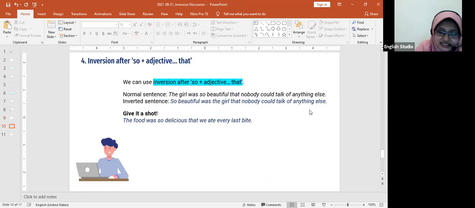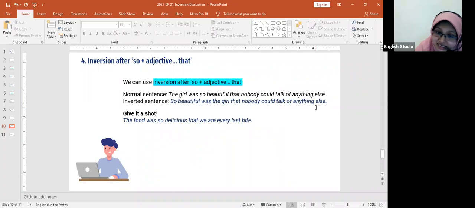Okay. And then the last type of inversion is when you invert the sentence after so plus adjective blah blah blah that. Yeah. For example, like this. The girl was so beautiful that nobody could talk of anything else. Jadi kita ubah so beautiful-nya itu kita taruh di depan. We replace the order by putting so beautiful at the beginning of the sentence ya. So beautiful was ya, karena the girl ya, kita pakai was tetap. So beautiful was the girl that nobody could talk of anything else.